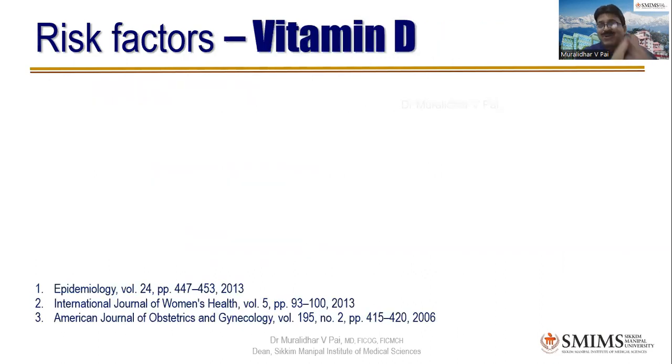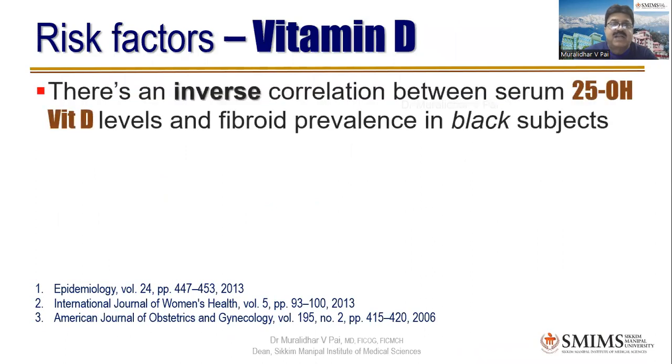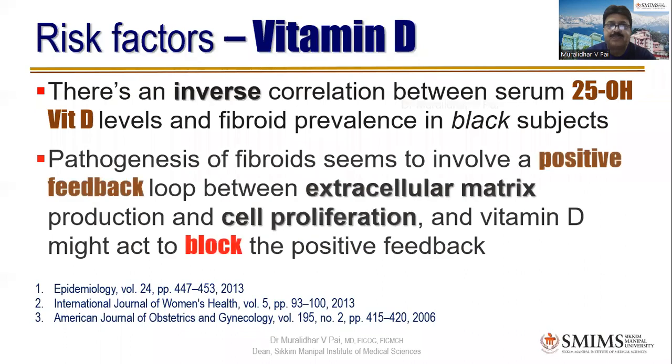Vitamin D, no talk these days can be complete without talking about vitamin D. And vitamin D has become like one panacea for everything. There's an inverse correlation between serum 25-hydroxy vitamin D levels and fibroid prevalence in Black subjects. Again, most of these studies probably are done in Black subjects because the incidence is more in them. Pathogenesis of fibroids seems to involve a positive feedback loop between extracellular matrix production and cell proliferation, and vitamin D might act to block the positive feedback.